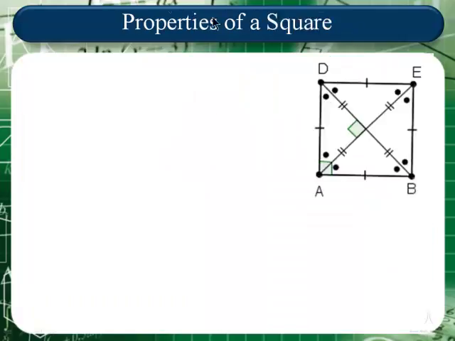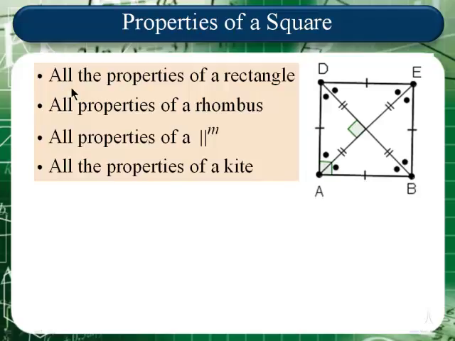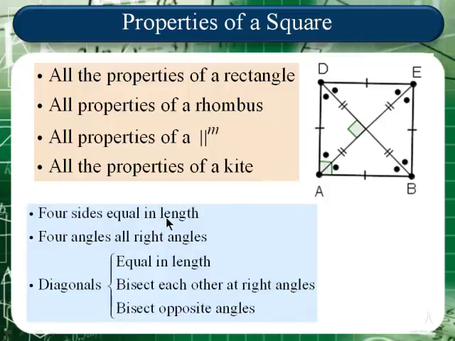In this particular sketch, we've summarized all the properties of a square. Now, a square must have all the properties of a rectangle, all the properties of a rhombus, all the properties of a parallelogram, and all the properties of a kite. So let's summarize it. We know it's a rectangle with 2 adjacent or 2 consecutive sides equal, so clearly all 4 the sides must have equal length.